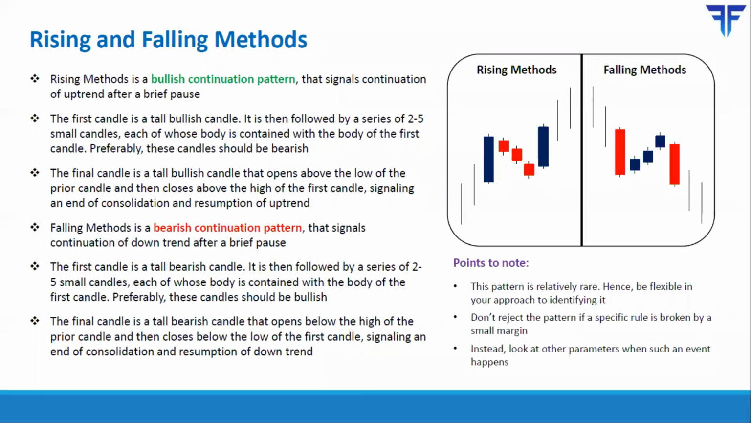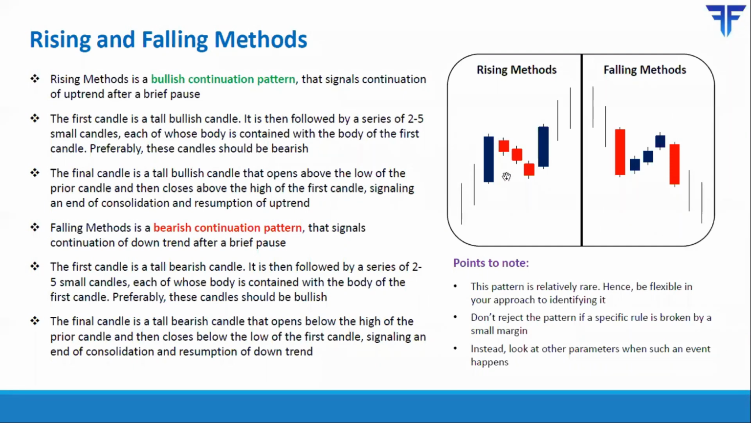This pattern completes when on one particular day there is an opening that is above the low of the red candle, that is the final consolidation candle, and then a very strong rally. So the final candle of this pattern is such that it opens above the low of its previous candle and then goes on to rally sharply and close above the high of the first bullish candle.